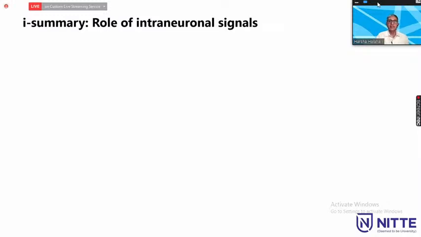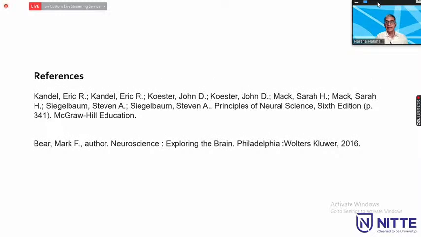Third, we saw synaptic transmission, where we have a series of presynaptic events and postsynaptic events where neurotransmitters are released and act on postsynaptic receptors. And depending on the nature of postsynaptic receptors, you have excitatory postsynaptic potentials or inhibitory postsynaptic potentials, which are integrated by neurons. And that is the end of today's session.